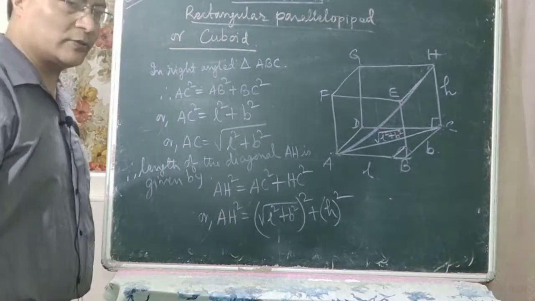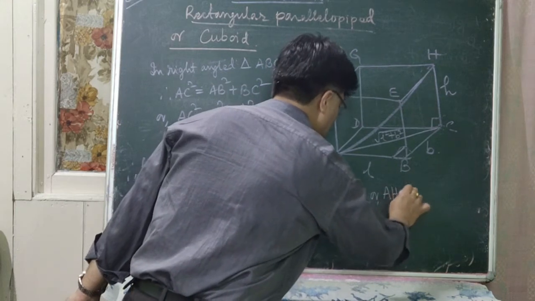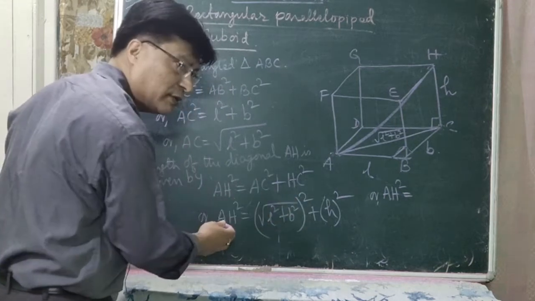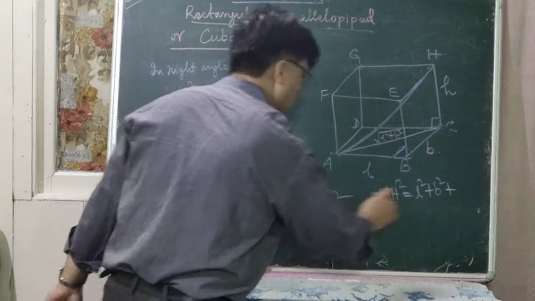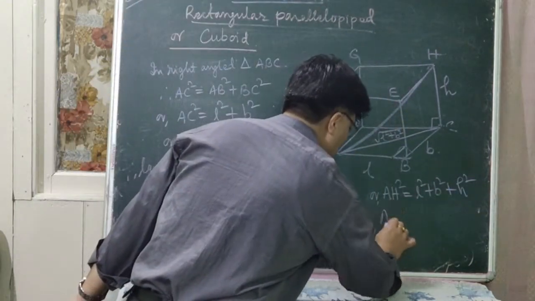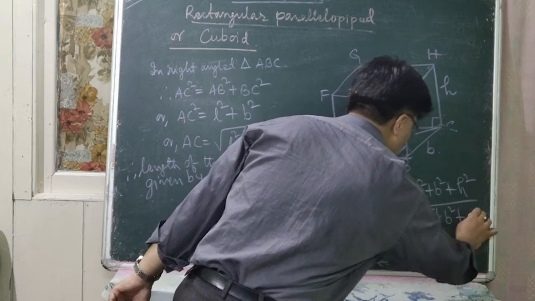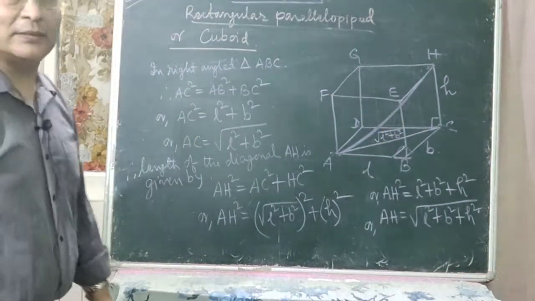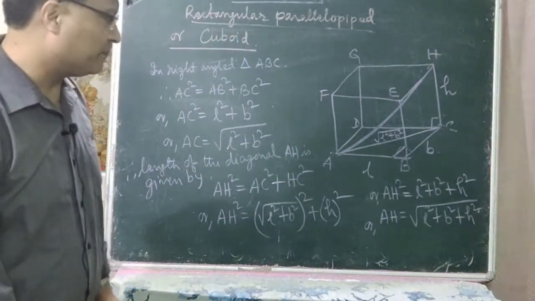So you can draw this figure to understand it. So what do we get here now? AH square is equal to, what is this square root whole square? Square root will be removed, okay? You will get L square plus B square plus H square. So what is the value for AH now? AH is equal to root over L square plus B square plus H square. So this is the length of the diagonal of the rectangular parallelepiped, okay?